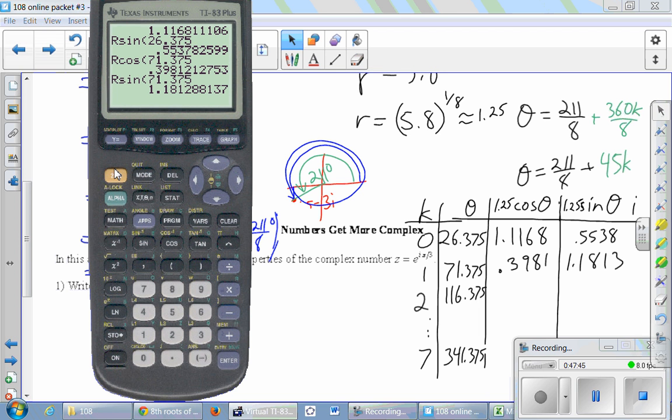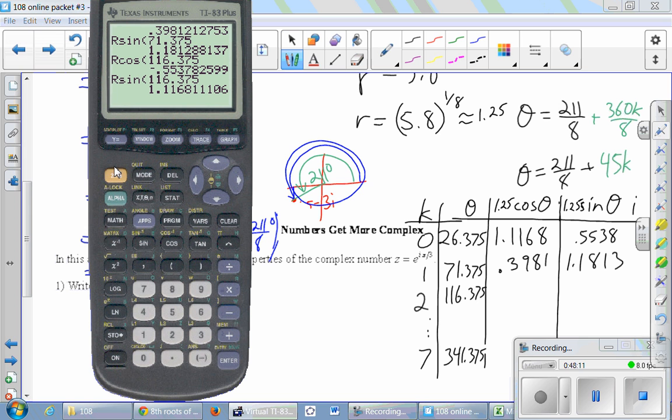So this one will do the same thing, but now we're doing 116.375. And we get those numbers. Is that right? I think that's okay. So we get the same answers as we got before, but one of them is a negative. They've actually swapped places a little bit. 1.1168 is now over here, and this one is negative 0.5538. So there's a negative and they swap places.